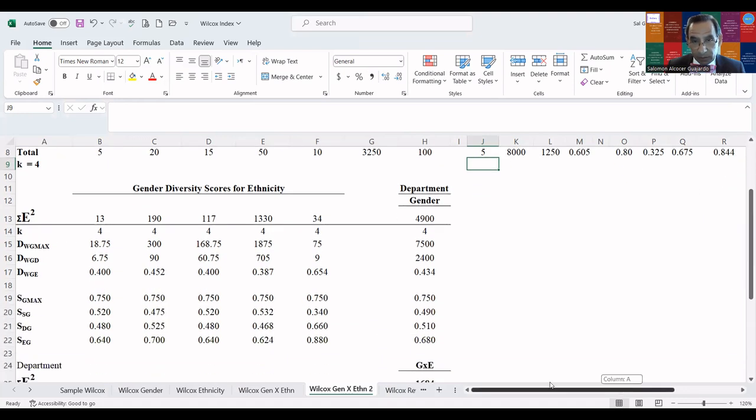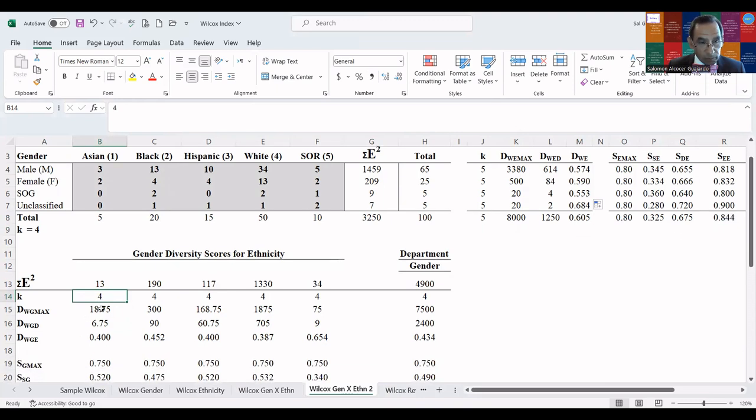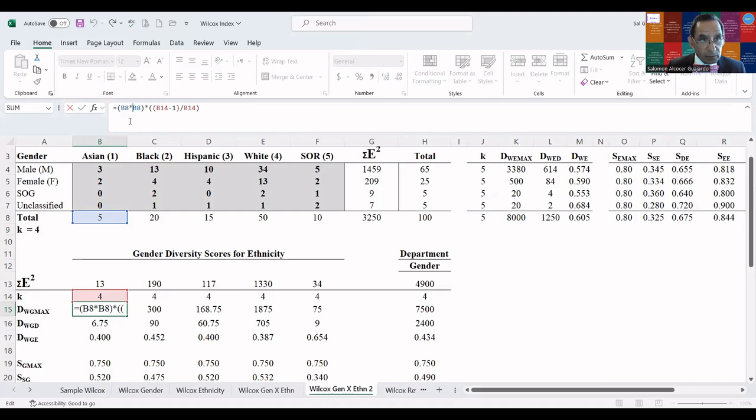Again, if I go by each individual ethnic group and obtain the diversity for each ethnic group by gender, there are four groups for gender. So K is 4. For the Asian group, if I want to obtain the maximum score, it's going to be 5 times 5, so it's B8 times B8 times B14, which is 4 minus 1 divided by B14. So that gives me 1875 for the maximum score.